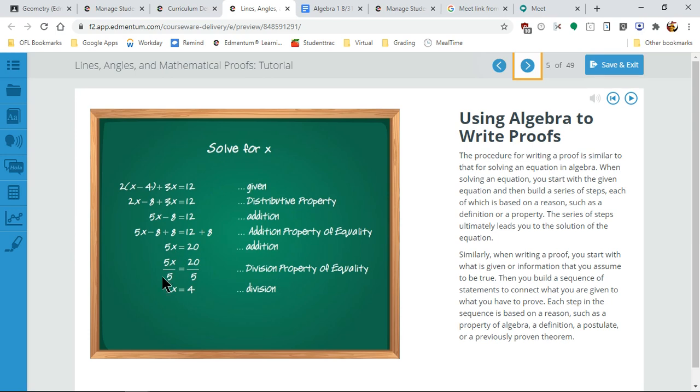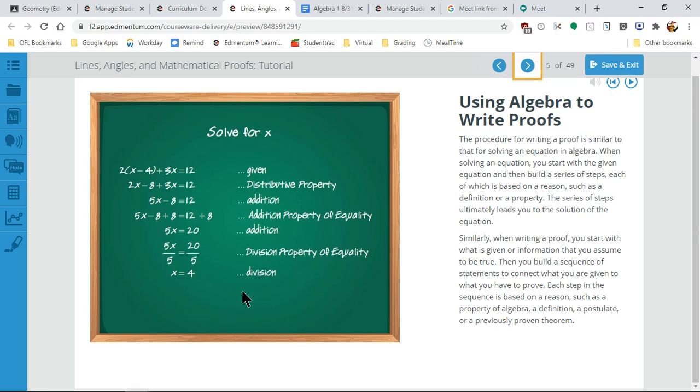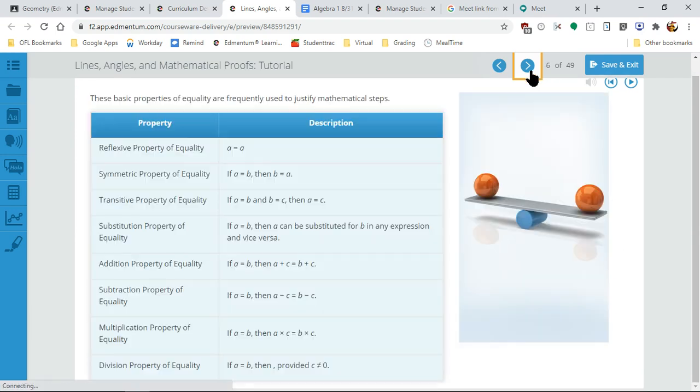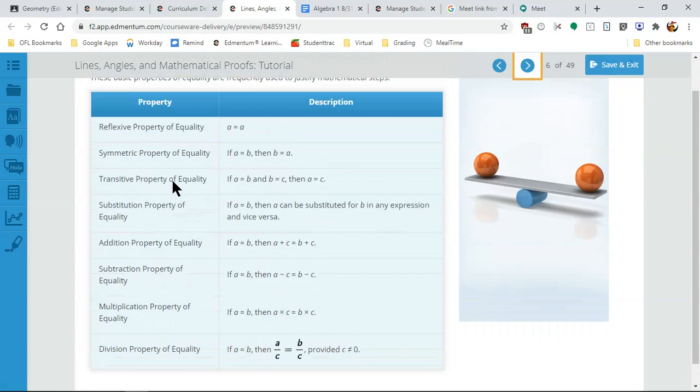Why do we have to divide both sides by 5? Because that's what keeps it equal. Division property of equality. Sorry. So that's how we write proofs.